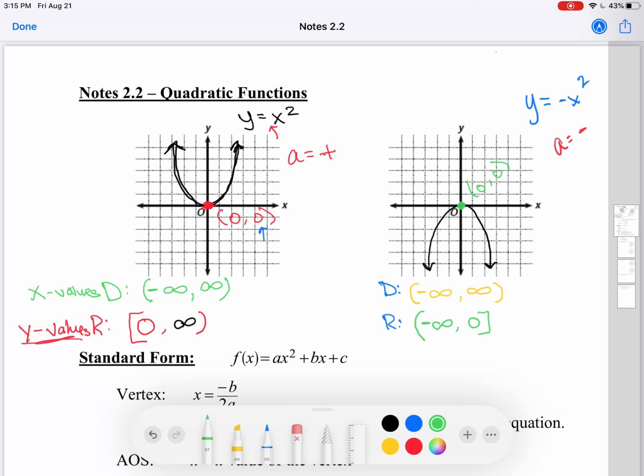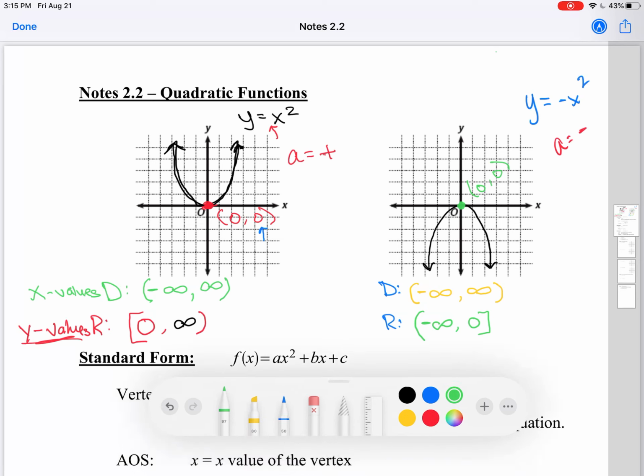Okay. That being said, we can move on down. And I just got to figure out how to do that.